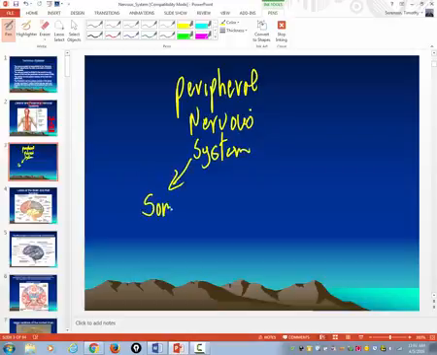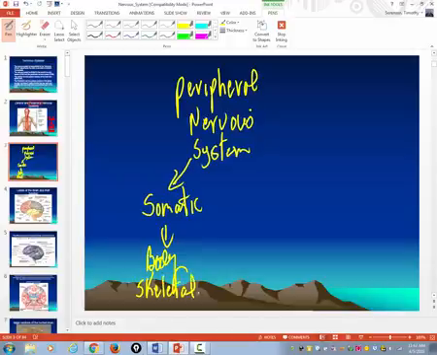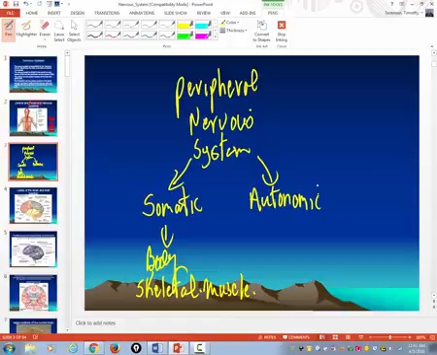The somatic, and somat means body. So the somatic nervous system controls skeletal muscle. So that is under conscious control. And then you have the autonomic nervous system. We went over this several times. The autonomic nervous system is then further subdivided into the sympathetic and the parasympathetic.